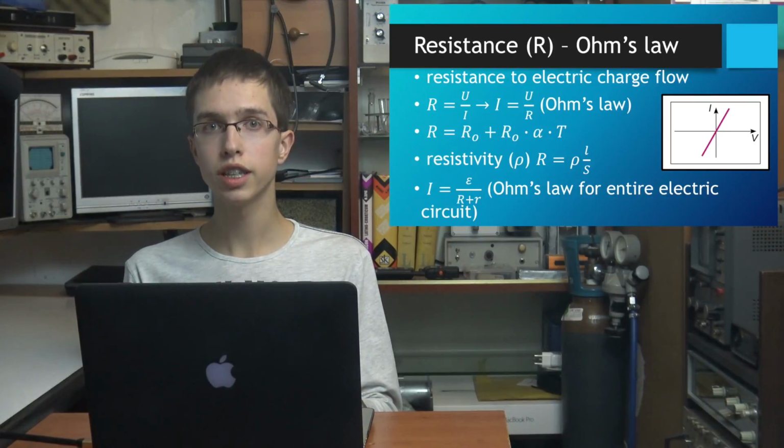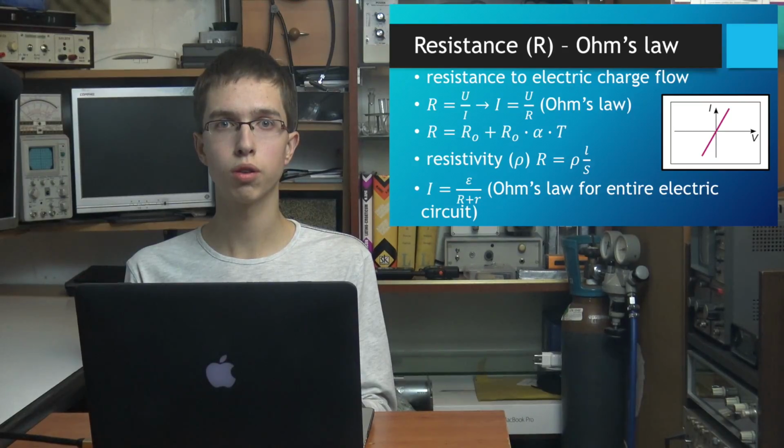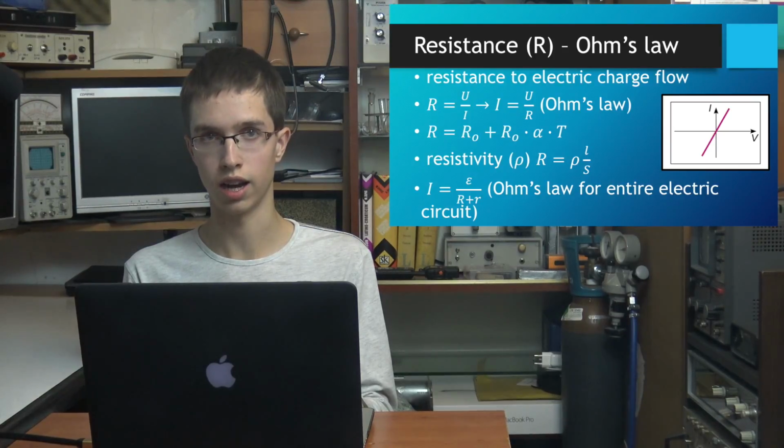If we include resistance of source, here marked with little r, and electromotive force, which is voltage given by source, then we get Ohm's law for the entire electric circuit, which is written here. From this we can get also a voltage formula that U is this epsilon, electromotive force, minus I times little r.